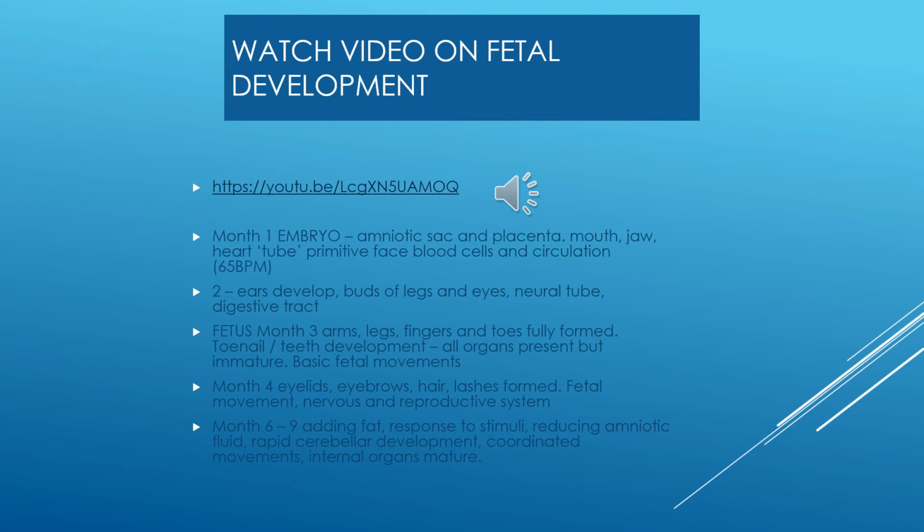By month 4, you start to see the baby developing eyelids and eyebrows, small amounts of hair called lanugo, and the lashes will start to develop. The fetal movements become more pronounced, and you start to see the nervous and reproductive systems really develop and focus into where they're going and how they're developing at the time.